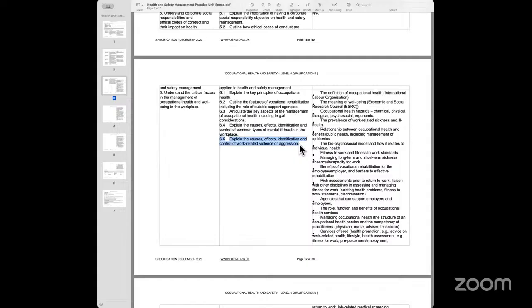Now, very briefly, this next criteria talks about the causes, effects, and identification of work-related health and safety hazards, specifically violence and aggression. When we talk about violence and aggression within the workplace, there's a good article I would suggest for additional reading on the Health and Safety Executive website, about how employers can protect workers from violence and aggression at work.